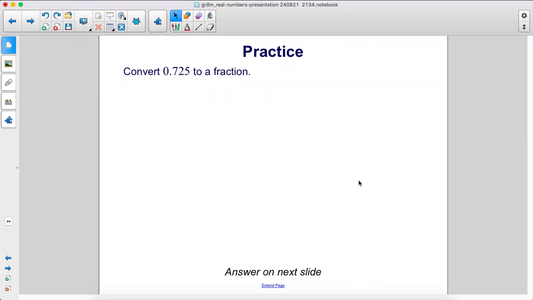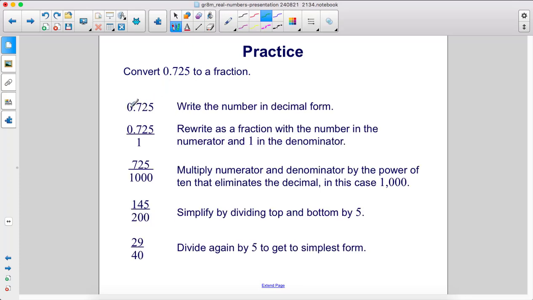Convert 0.725 to a fraction. Alright, so we write 0.725, put it all over 1. Then 0.725 goes all the way out to the thousandth spot, so we're going to have to multiply top and bottom by 1,000 to get rid of that decimal. It becomes 725 over 1,000, which can be reduced by dividing top and bottom by 5. You can divide by 5 again to get it to its simplest form, 29 over 40.